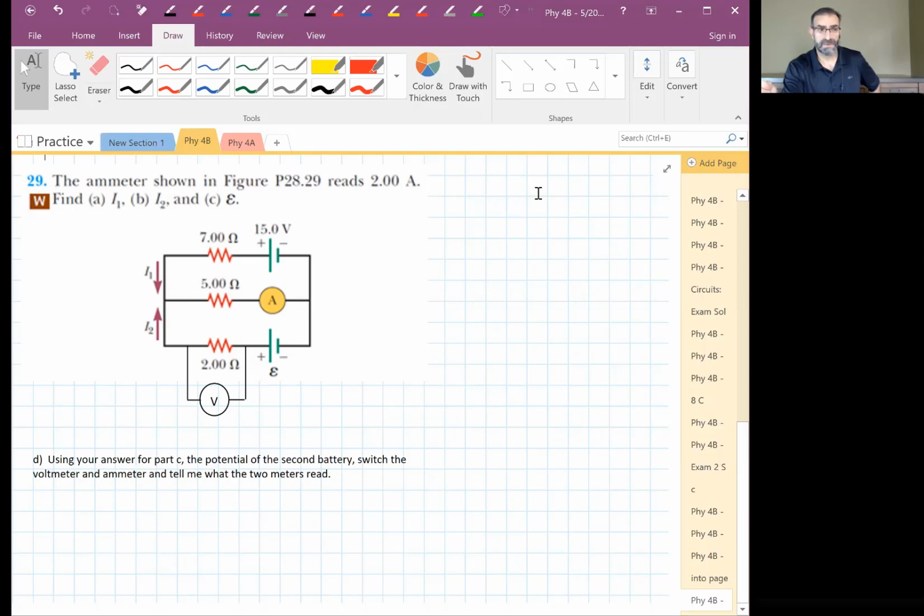Do you have to use Kirchhoff's rules here? I think so. I think there's some given information here that will enable us to do this without Kirchhoff's rules. They are not in parallel. This cannot be reduced any more than it is. But what information is given?